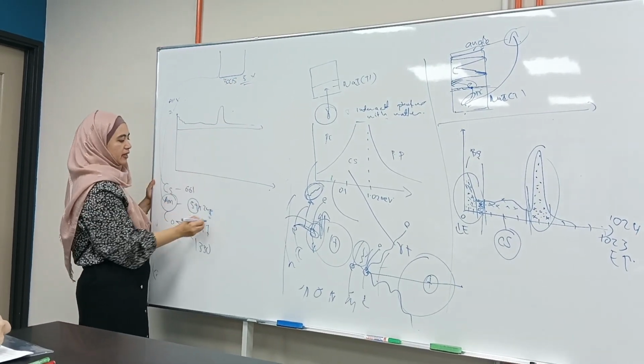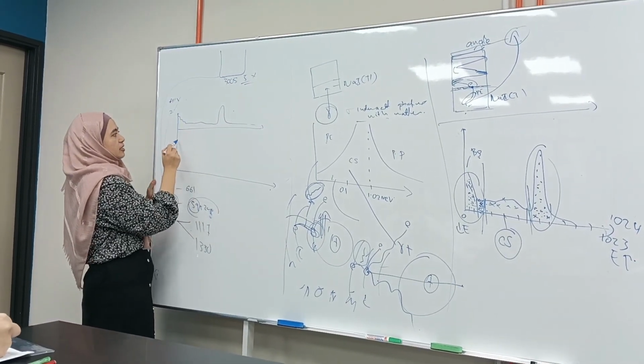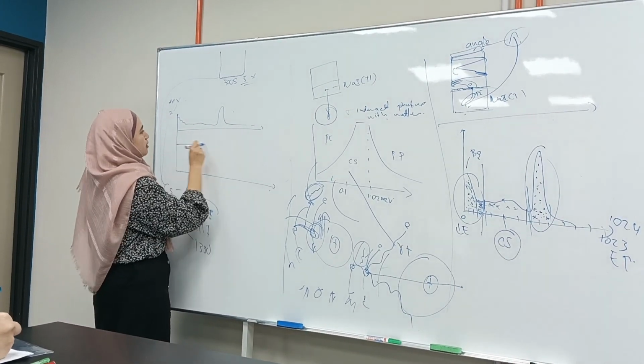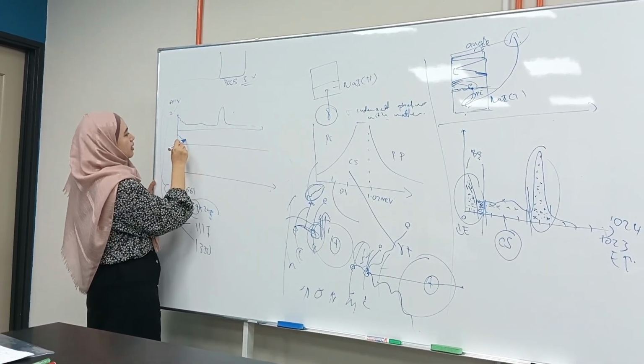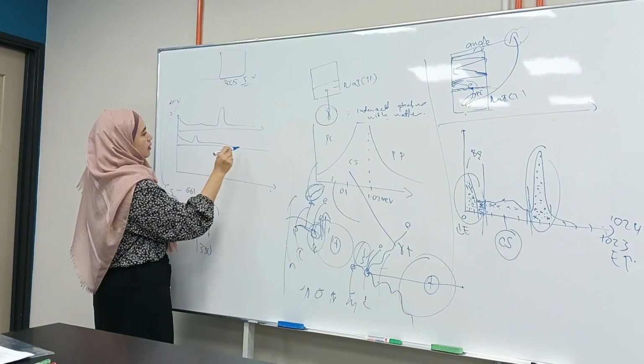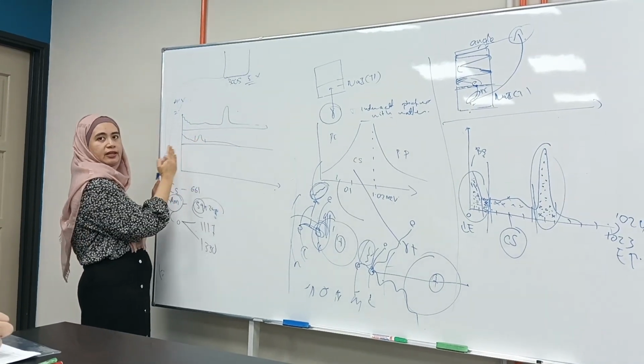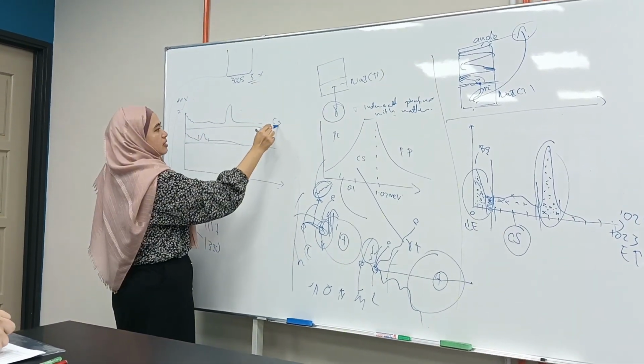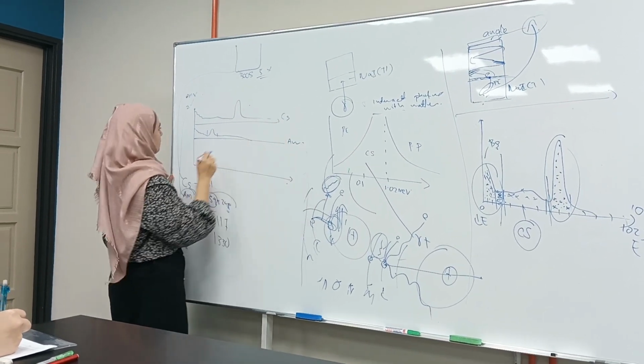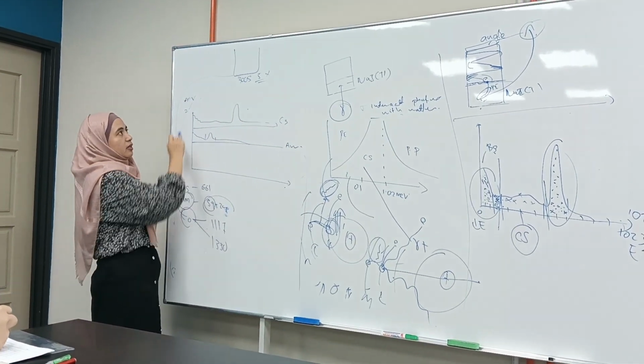So americium, the energy is lower, so you'll be able to see something like this. Background would be the same, but the energy would be on the lower end. So this would be for cesium, this would be for americium. And then you replace that with cobalt.